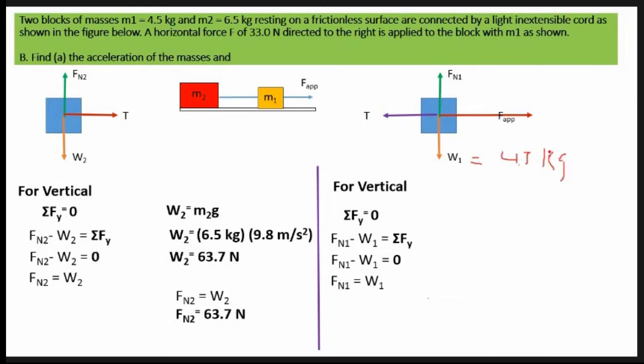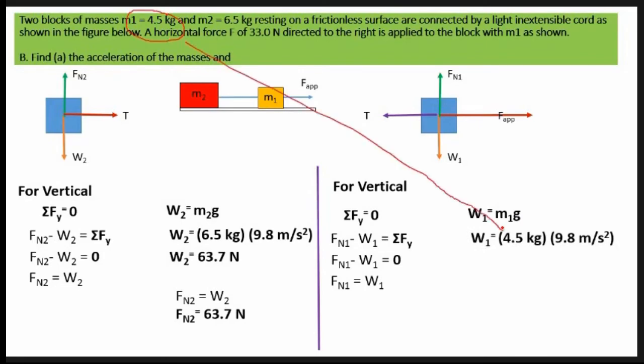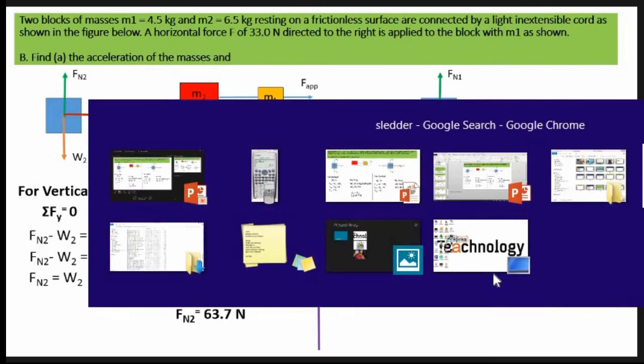The answer is no. You must not write 4.5 because we now have the formula for weight. So we have here mass times gravitational acceleration. What's the mass 1? We have here 4.5 kilogram times 9.8 meter per second squared. And then you do your math here, and it will have 44.1 Newton.